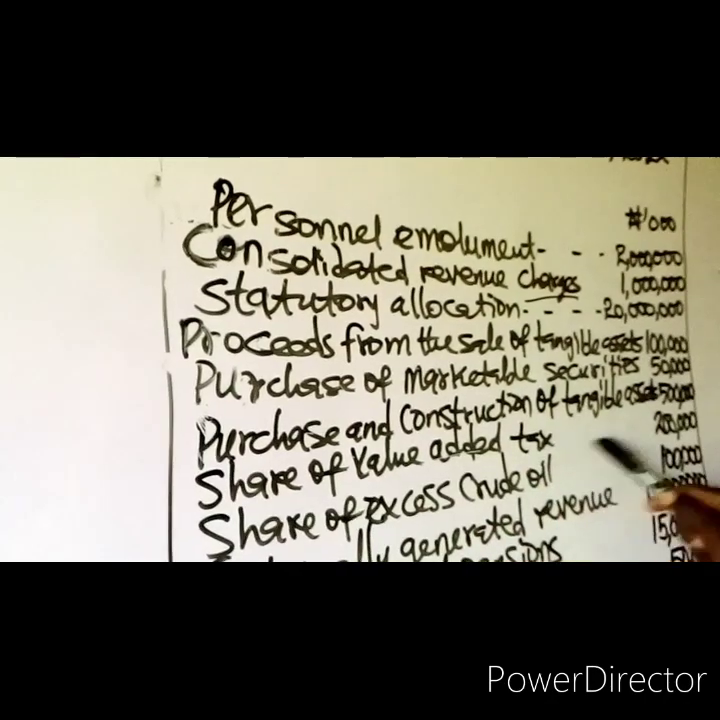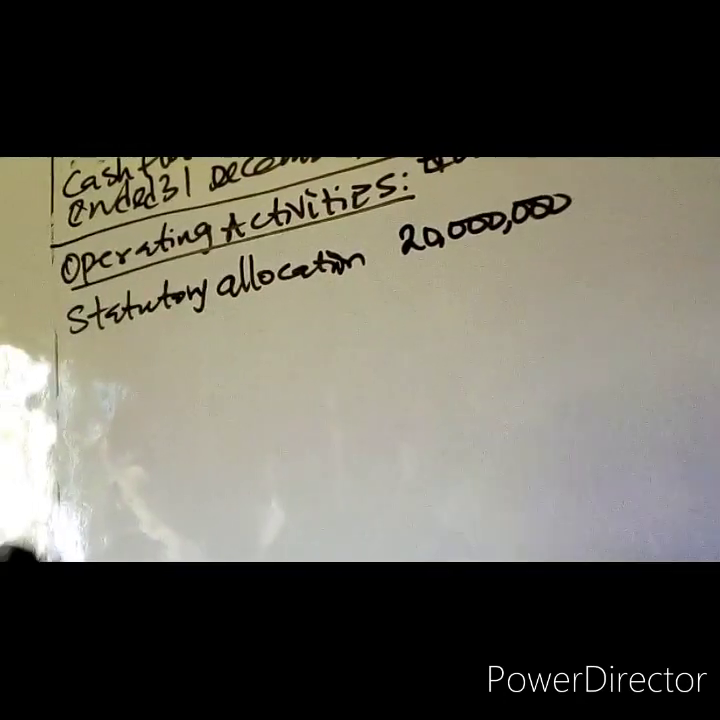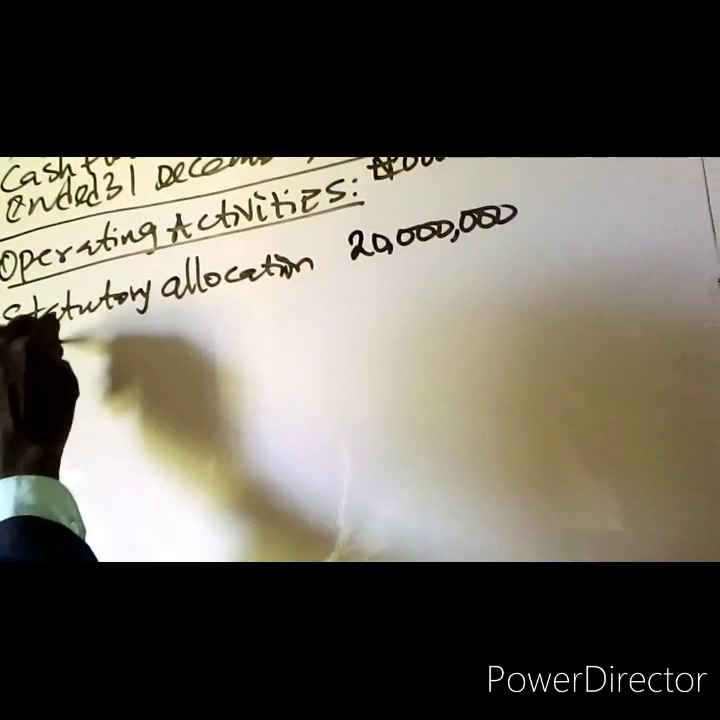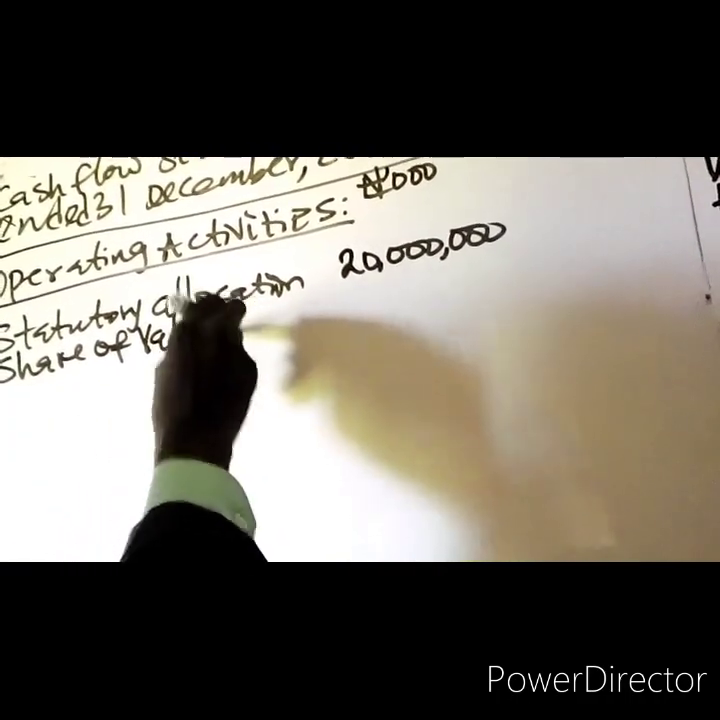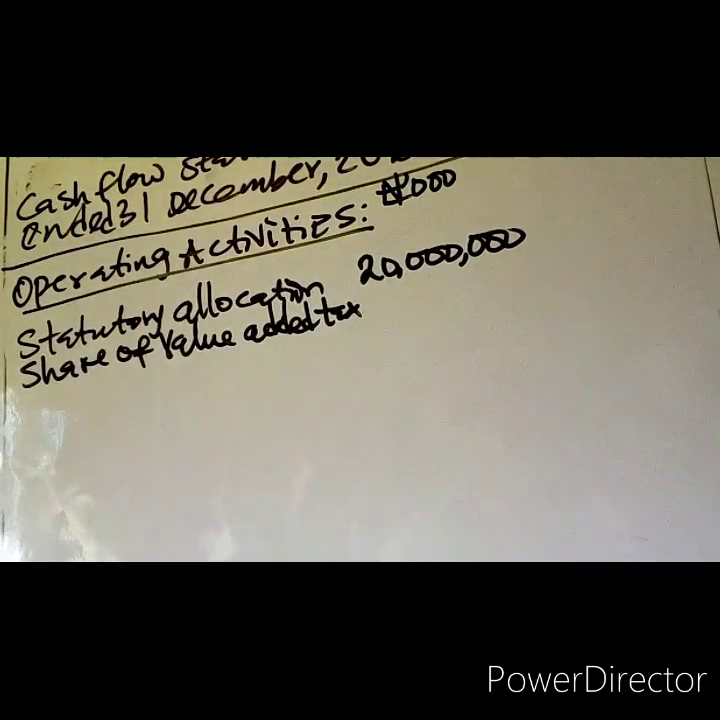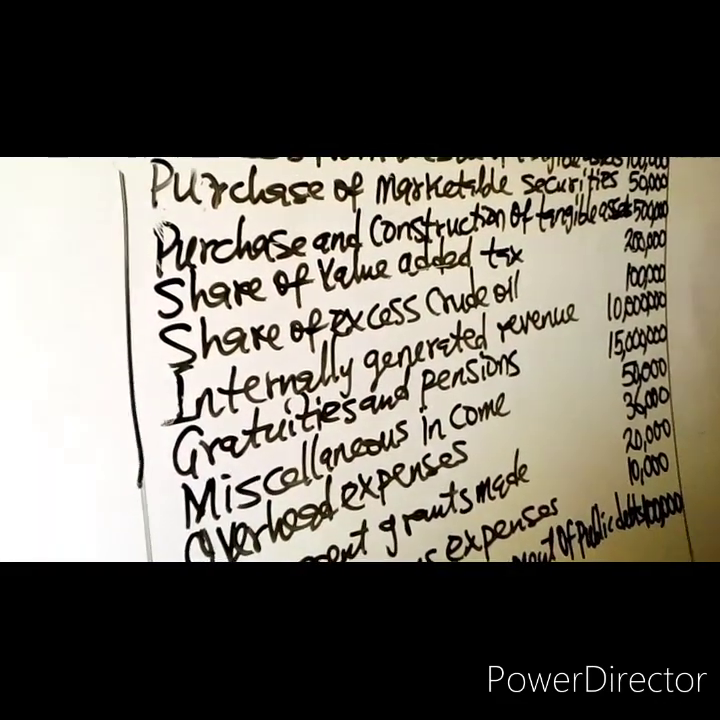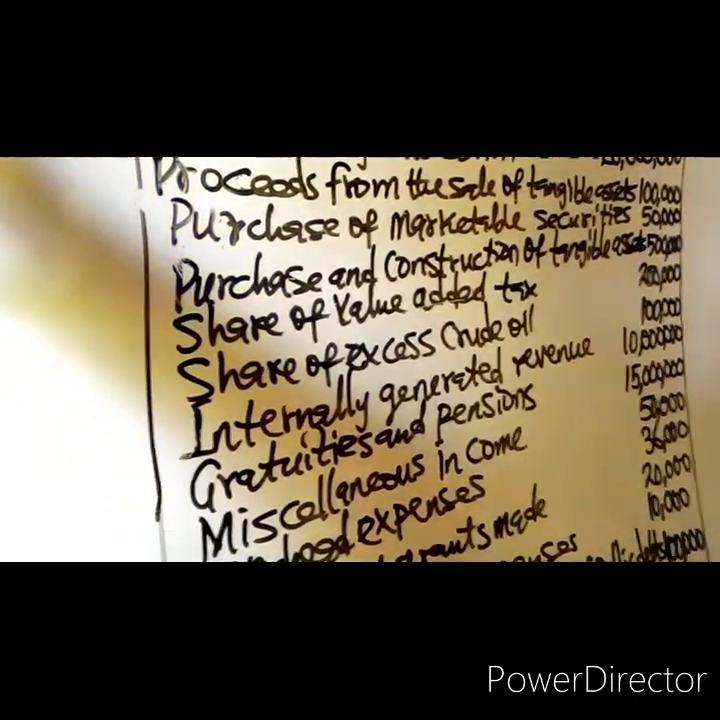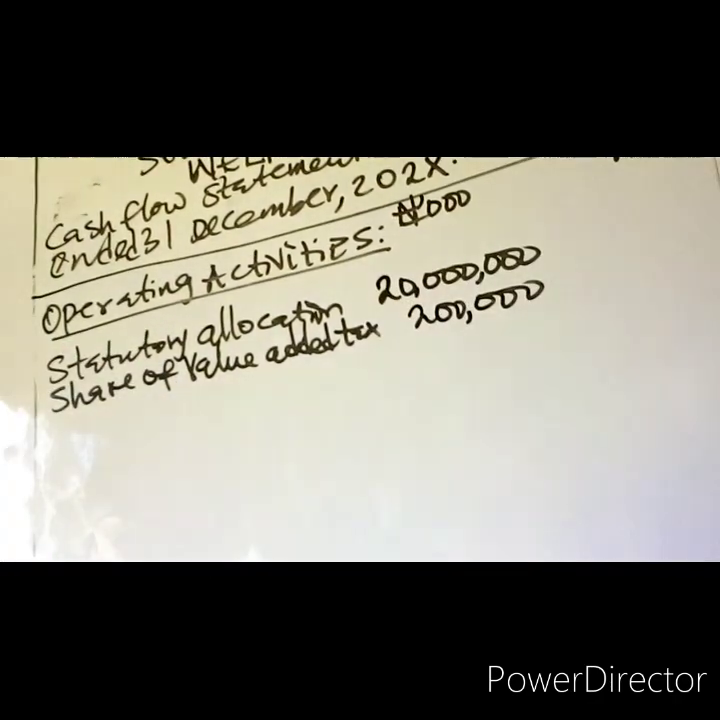Share of value-added tax is also one form of revenue to government. Value-added tax, so it is an operating activity. Share of value-added tax, and that is 200,000. So you put that 200,000. That is revenue.